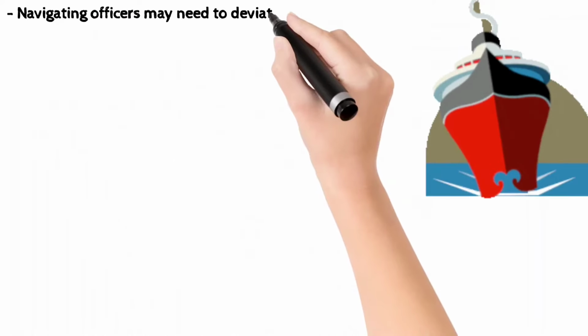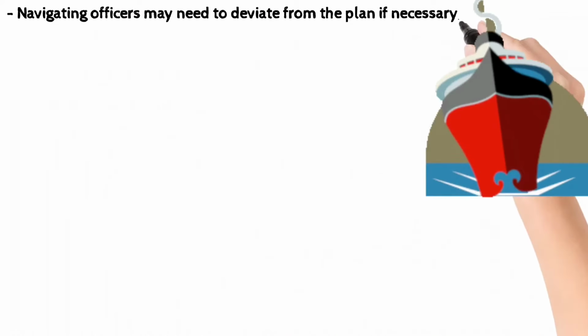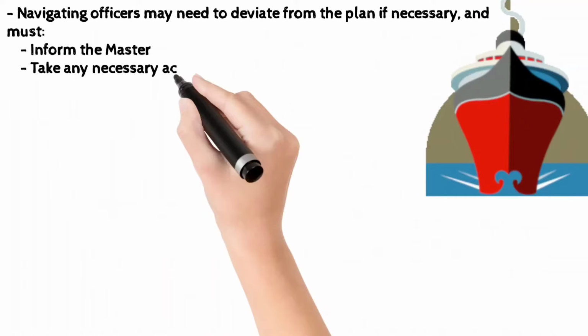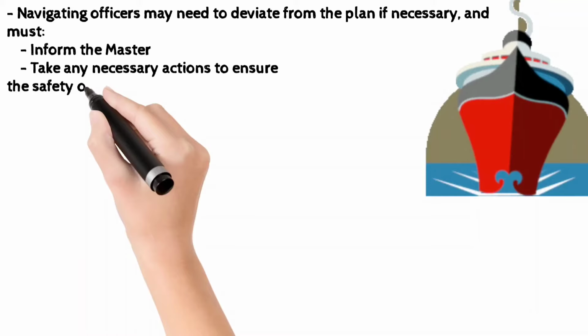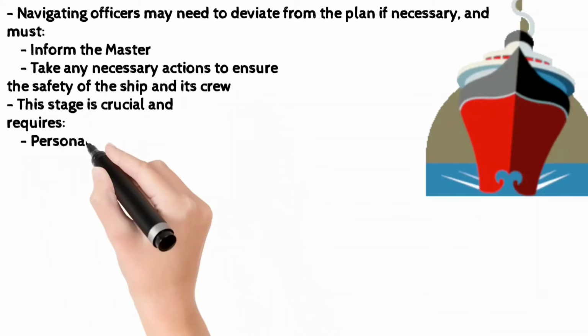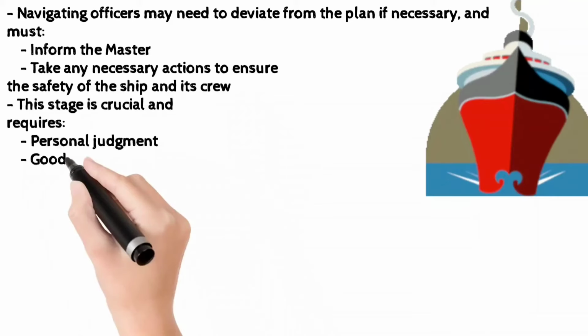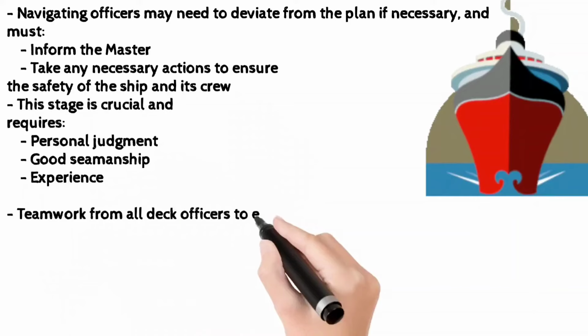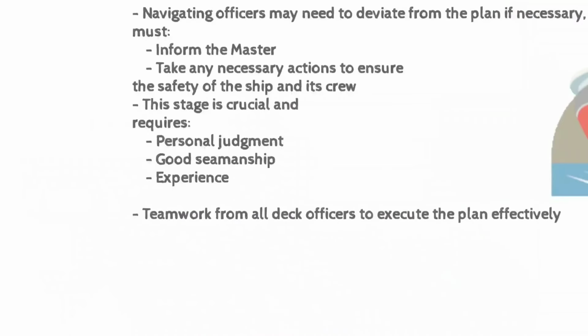Now, the navigating officers may need to deviate from the plan if necessary, and must inform the master and take any necessary action to ensure the safety of the ship and its crew. This stage is crucial and requires personal judgment, good seamanship, and experience. Teamwork from all deck officers is needed to maintain this stage.